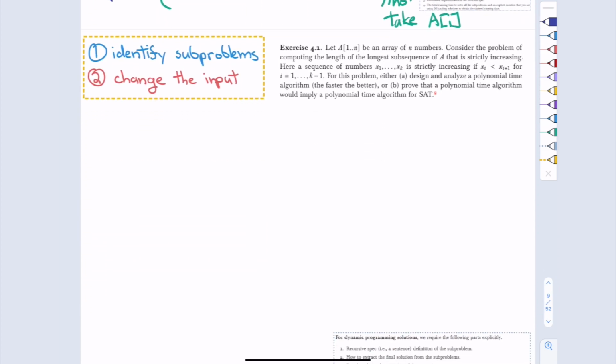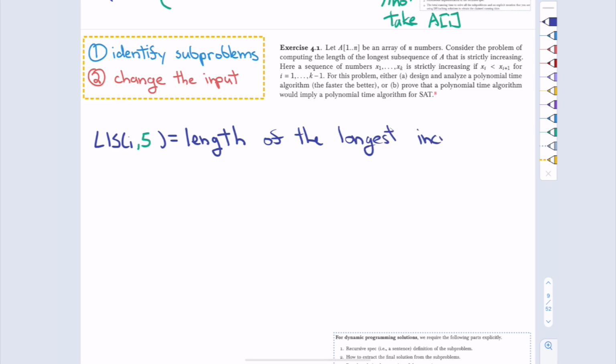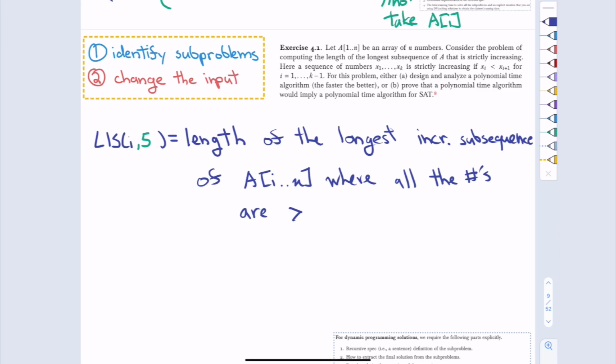So at some level, I can try again, where I roughly write the sentence and just add what I want. I'm probably going to need more parameters. Since we're working with 5, we'll figure out how to turn 5 into a variable, but since we have that example in mind, what I would have wanted is the length of the longest increasing subsequence of AI through N, where all the numbers in the subsequence are bigger than, in this case, 5. That's kind of what we wanted for that particular example.